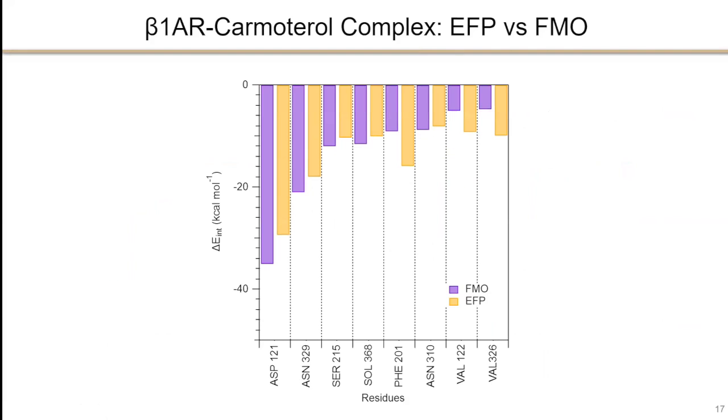Now, as I mentioned, there was a previous work done using the fragment molecular orbital method. So here I'm just showing you the amino acids that we both observed had the stronger interaction energies with this particular ligand. You can observe that our EFP method compares reasonably well with the FMO method, and yeah, we can say that EFP can be used to do this type of analysis.